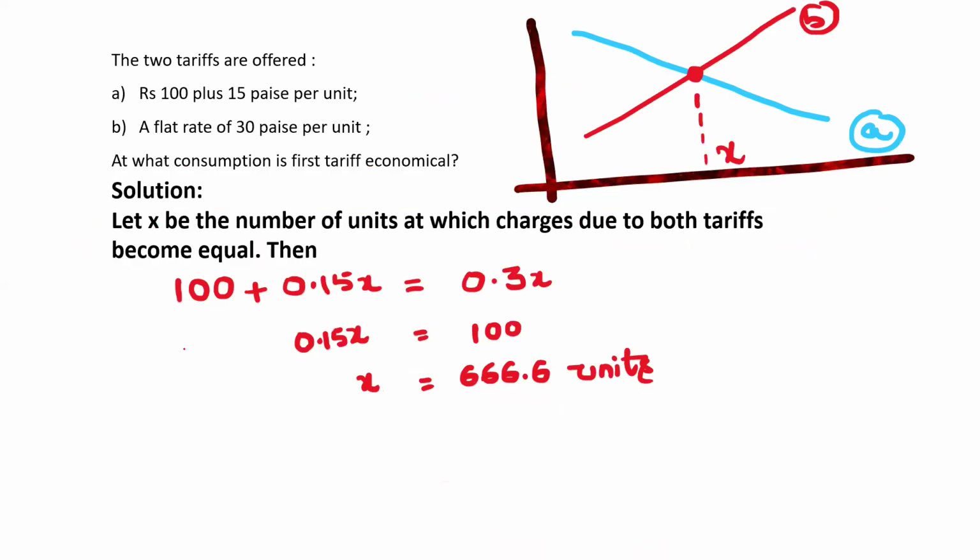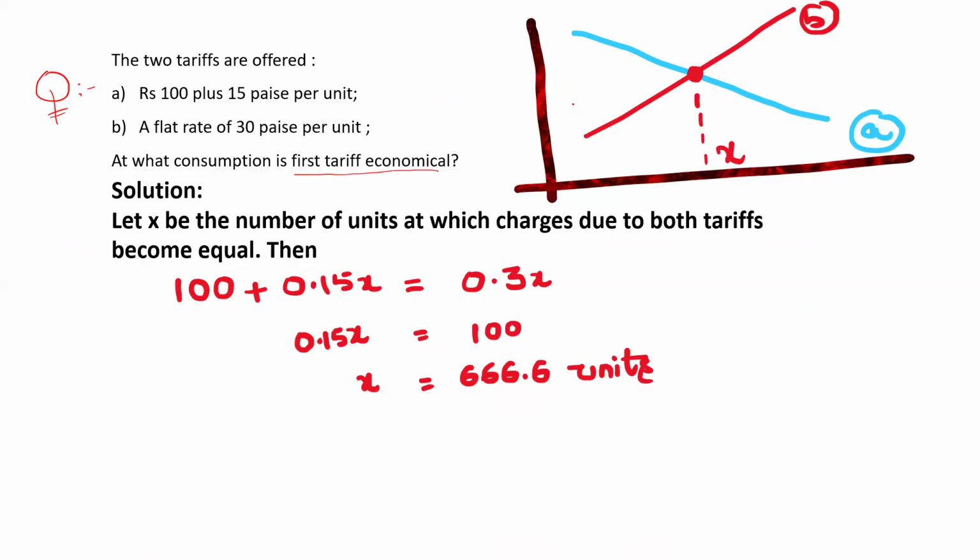Next one, this is one more numerical. They have given two tariffs. The first tariff offers 100 plus 15 paise per unit. Another tariff is a flat rate of 30 paise per unit. At what consumption is the first tariff economical? Let's validate that question.